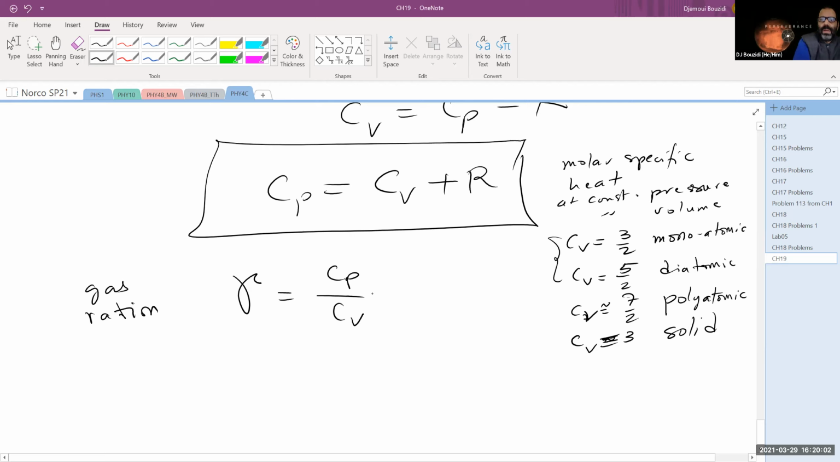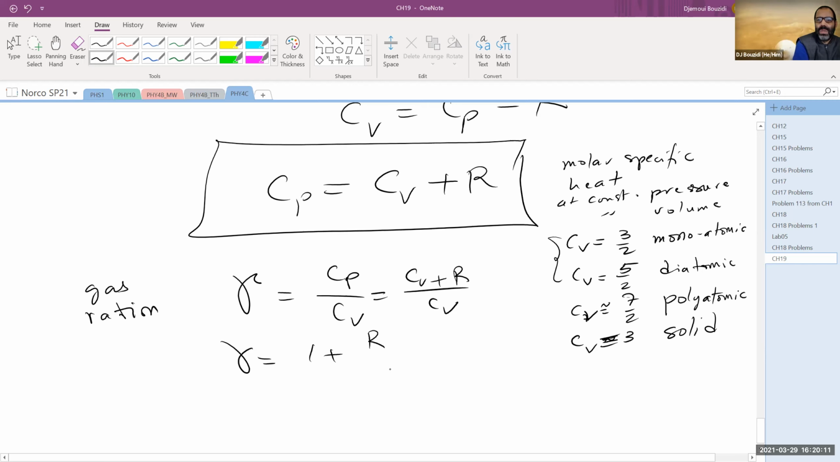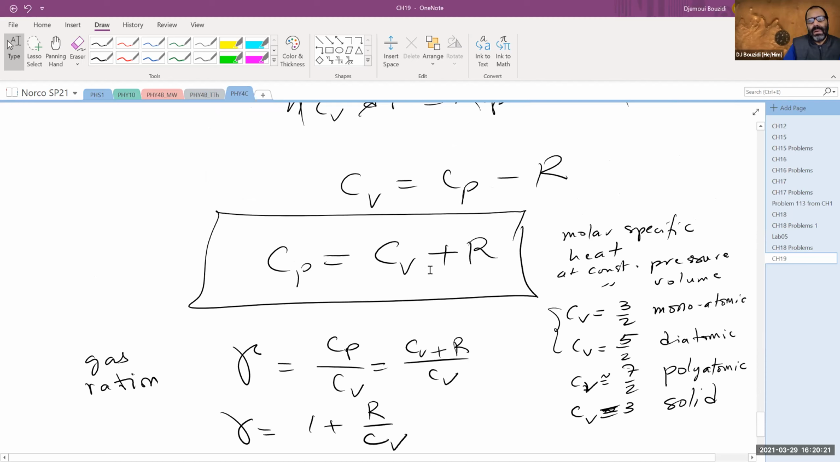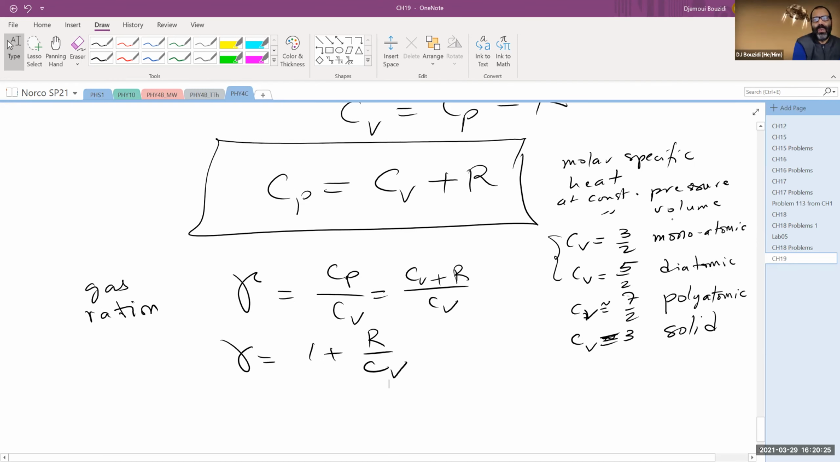So from this relationship, gamma is Cp, which is Cv plus R, divided by Cv. So gamma is actually equal to 1 plus R over Cv. So in other words, you can find what Cv is in terms of gamma. All you have to do is move R over Cv to the other side. Because Cp is greater than Cv by an amount R, this gamma is always greater than 1. No matter what you do, it's always more than 1. Okay?